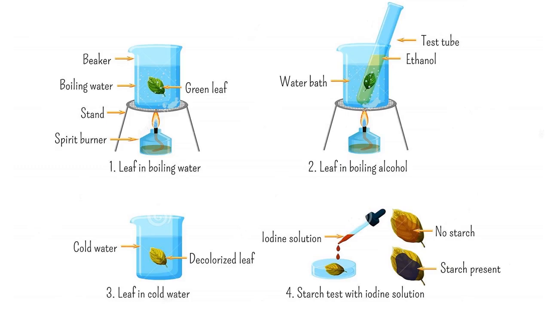Moving further to step number 3, leaf is kept in cold water. After performing this step, the decolorized leaf will be observed. Lastly, the starch test will be performed with the help of iodine solution. To carry out this step, with the help of a dropper, a few drops of iodine solution are poured on the leaf.